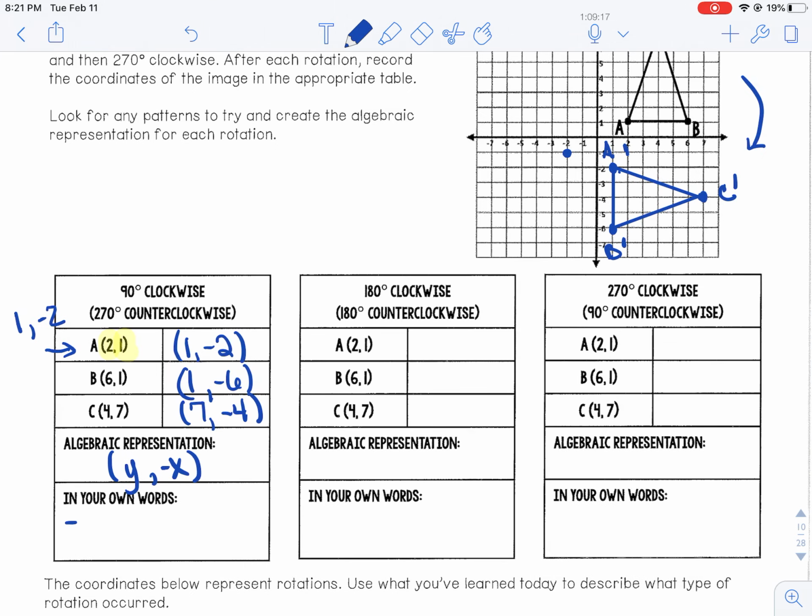In your own words, what's happened here, or in my words, is the X and Y values switched, and the X became opposite.